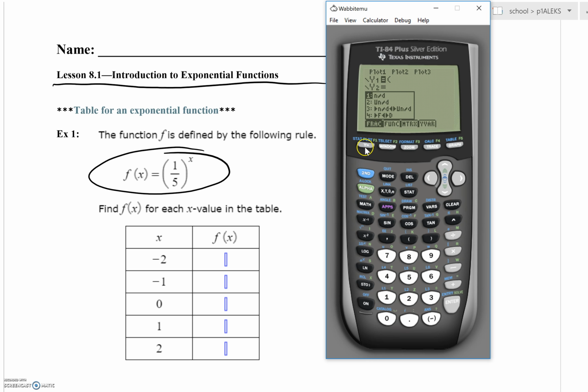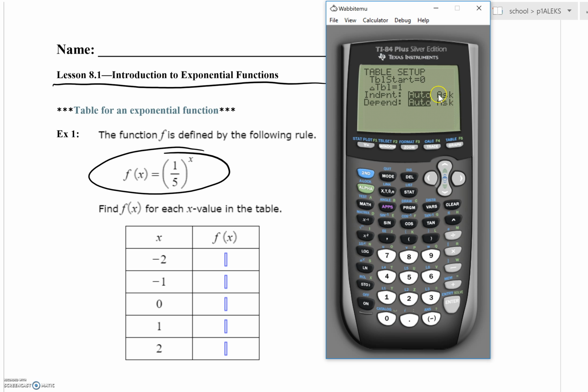Remember, to get a fraction, we'll go alpha y equals. We're going to say this is 1/5. Close our parentheses, raise that up to the x power. Now, in the past, we've been going with the second window. Second window is the table set feature. Let's bring it back to auto.